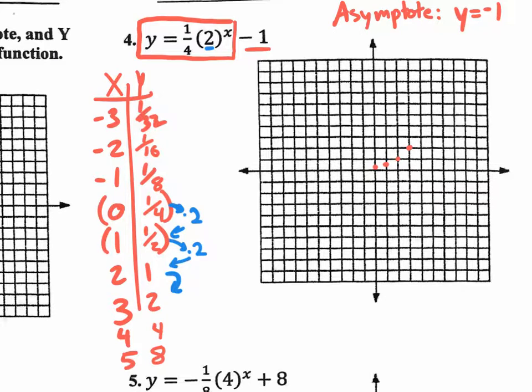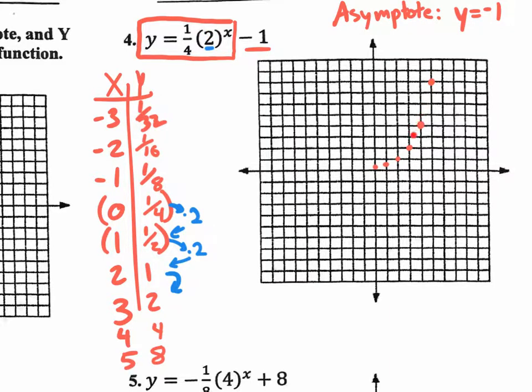And then if we go 4, 4, so we're at 1, 2, 3, 4, up 1, 2, 3, 4, I'll end up at this point. And the last one, 5, 8, it'll be way up here. So we see that from left to right, it's definitely growing, and that makes total sense because it is a growth function. The base is 2.